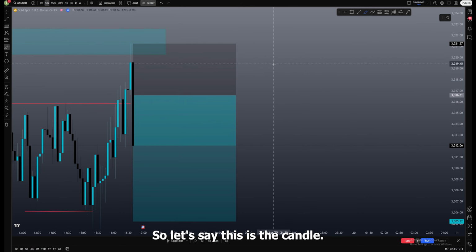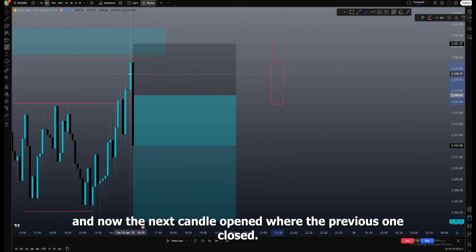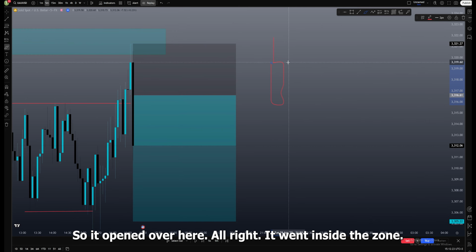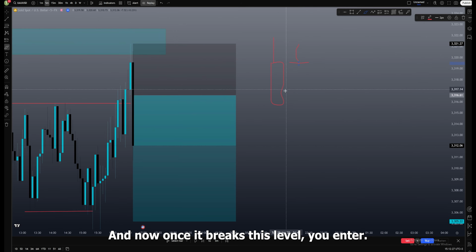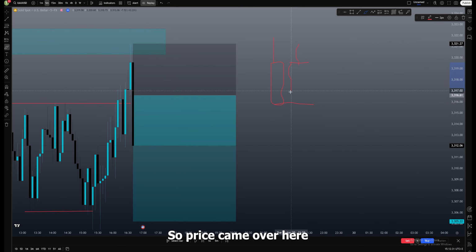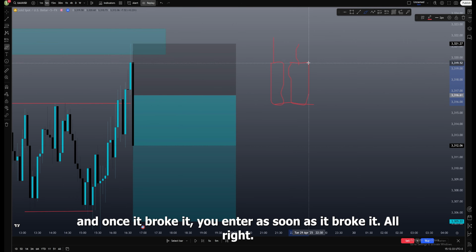So let's say this is the candle. This is this candle. And now the next candle opened where the previous one closed. So it opened over here. It went inside the zone. And now once it breaks this level, you enter. So price came over here, and as soon as it broke it, you enter.